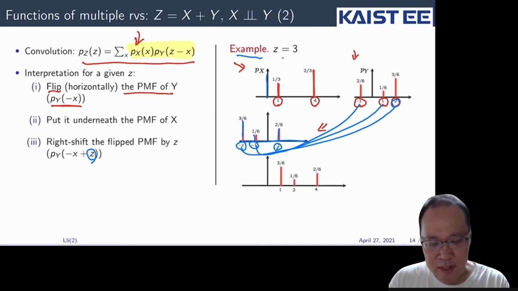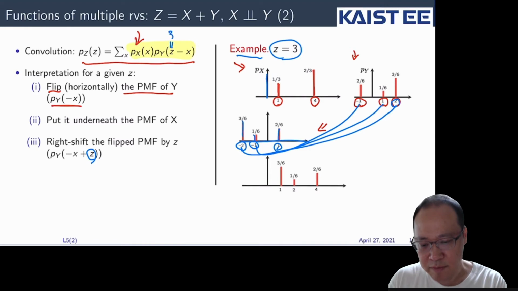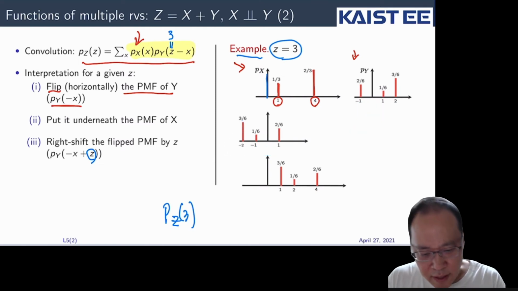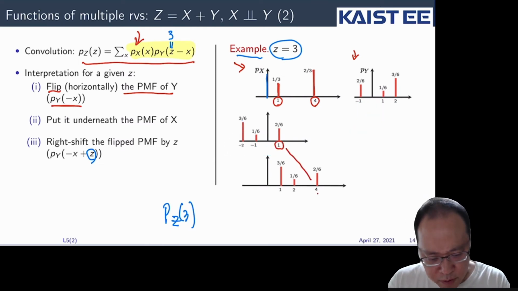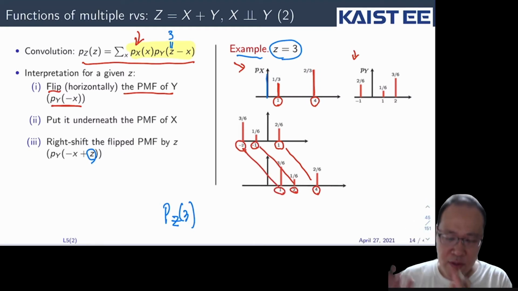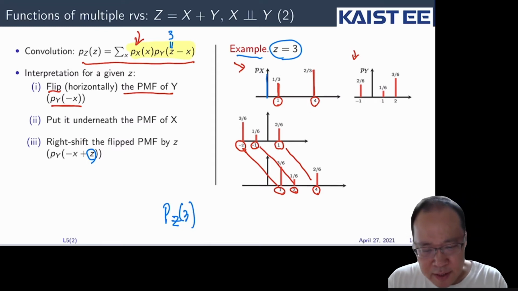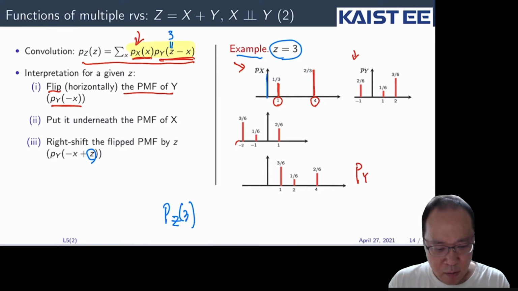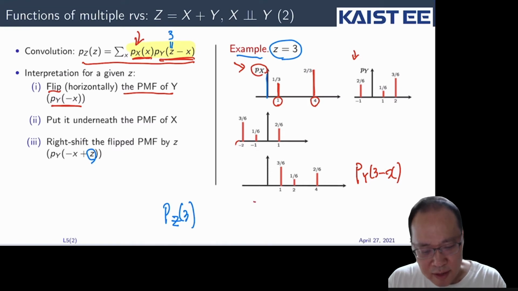So here in this example, let's suppose that z is 3. So essentially we are looking at the probability that Z is equal to 3. So we do the right shift by the amount of 3, and that means 1 is moved to 4, minus 1 is moved to 2, and minus 2 is moved to 1. So we're doing the right shift. Okay, so we get this. And then we need to multiply p_X(x) and p_Y(z minus x). So this is p_Y(3 minus x) in this example. So we need to multiply this and this.